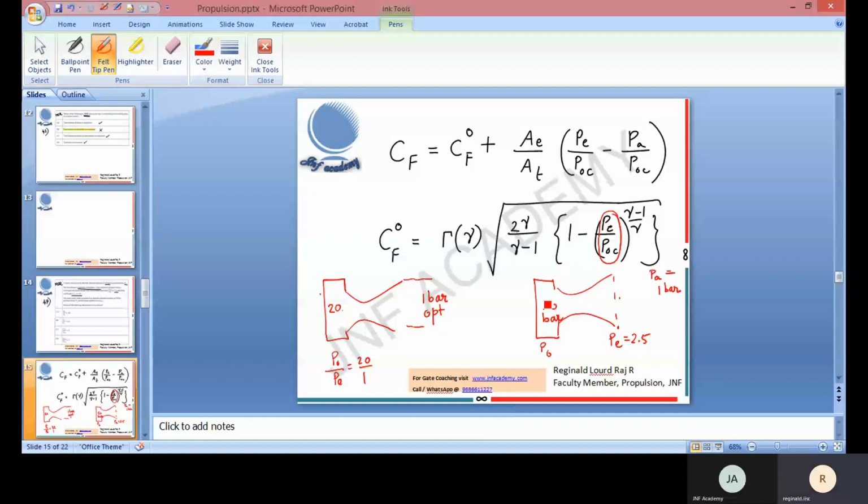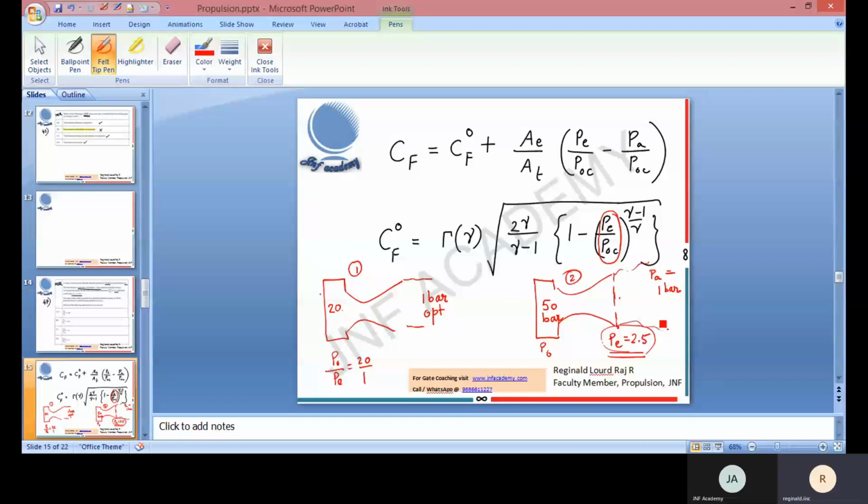So what will happen in this case is, in condition 2 that they have given, within the nozzle the velocity, Mach number, everything will be identical, but the exit pressure will be 2.5 bar, such that the ratio will still be 20. And because you have a low pressure outside, the gases will now expand further to 1 bar.